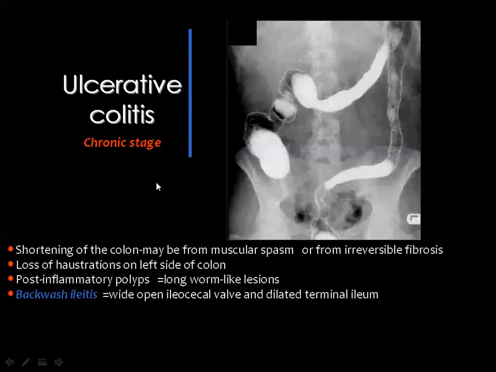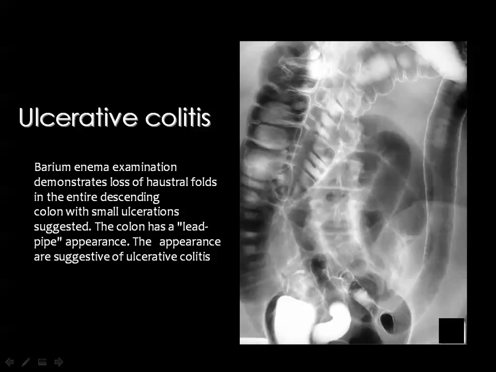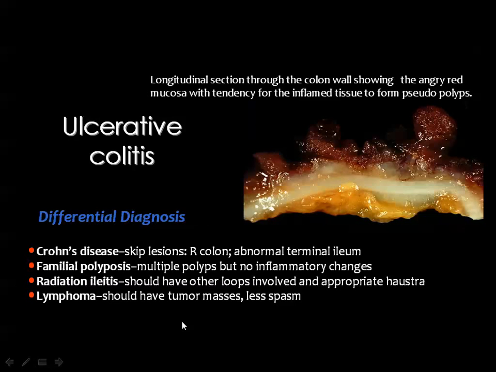In the chronic stage, you get shortening of the colon due to spasm and fibrosis, and severe loss of the haustral pattern, and you cannot even see the pseudopolyps in this stage. And as I have said, backwash ileitis means that the ileocecal valve is widely open and the terminal ileum is involved by the disease. This is a case of ulcerative colitis, showing the effacement of the haustra on the left side of the colon with relative narrowing of the colonic lumen.